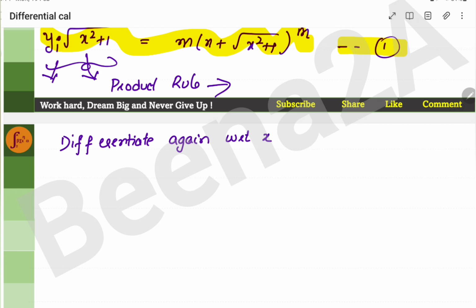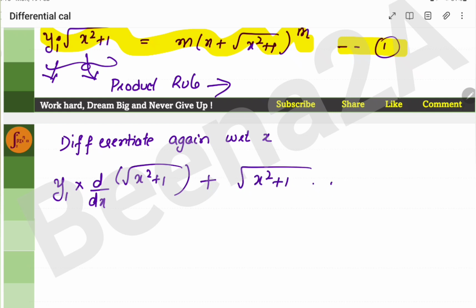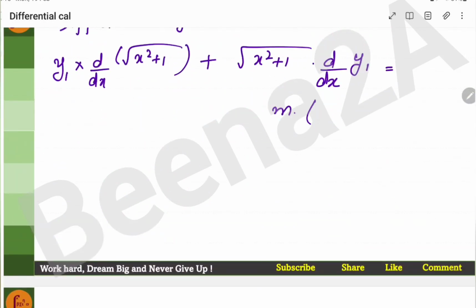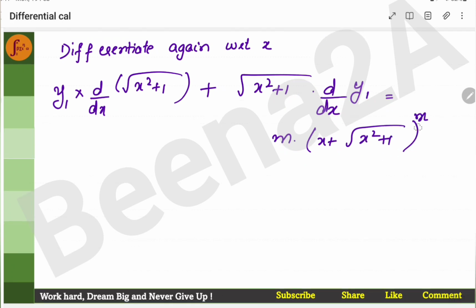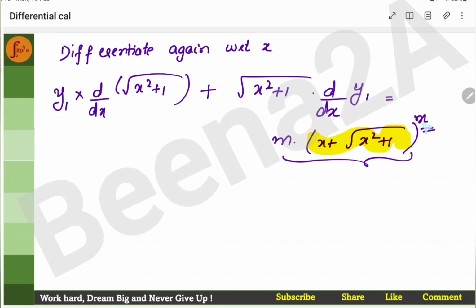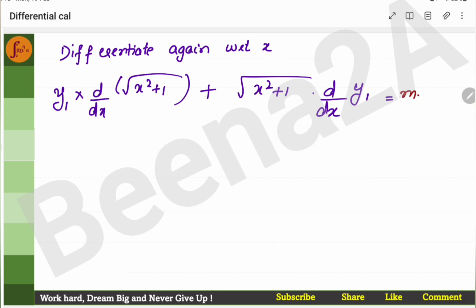Product rule states that first function into derivative of second function, which is root of x square plus 1, plus second function, which is root of x square plus 1, into derivative of first function. What is first function? y1. So this is first function and this is second function. This is equal to, let's not forget this, m into (x plus root of x square plus 1) to the power m. What is y here? (x plus root of x square plus 1) to the power m. Can we substitute this entire expression as y? Right? We can. So instead of this entire expression, we can write it as m into y.